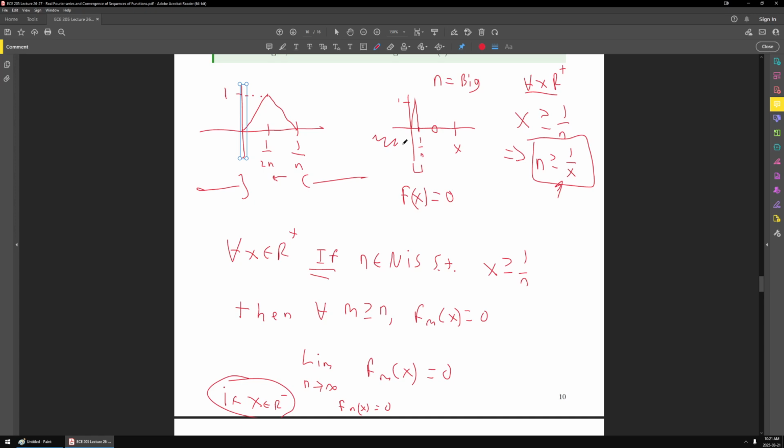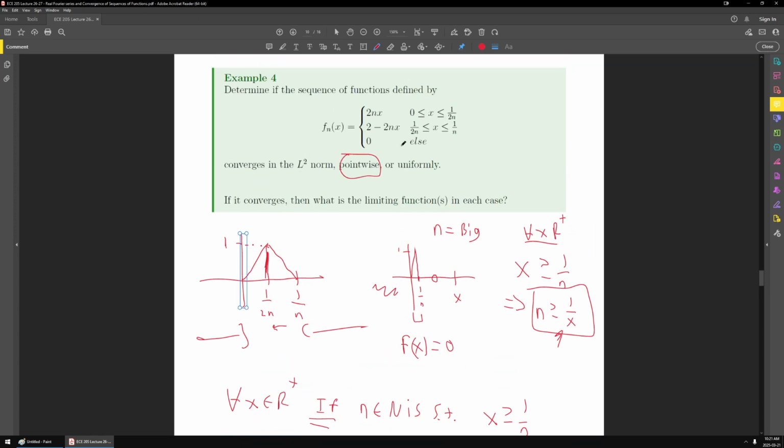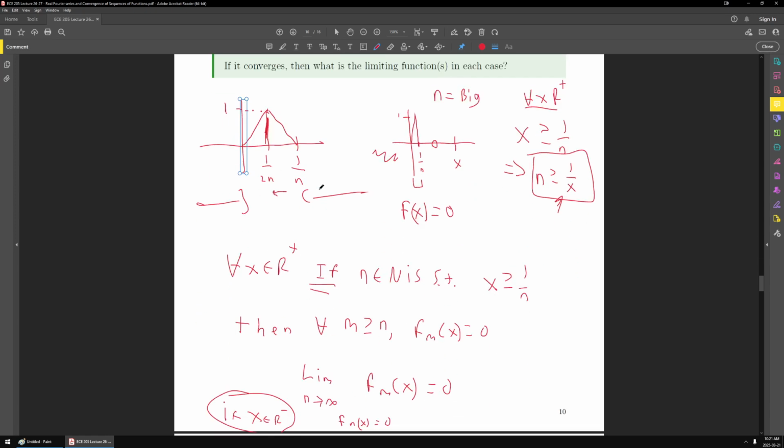For uniform, what we want to do is look at the maximum. Here, this is the maximum. The maximum is always 1. We define the function in such a way that the maximum stays at 1. So it can't converge uniformly, because the error between the sequence of functions and the pointwise limit, the maximum error, is always 1, so it breaks. Now this will converge in the L2 norm.